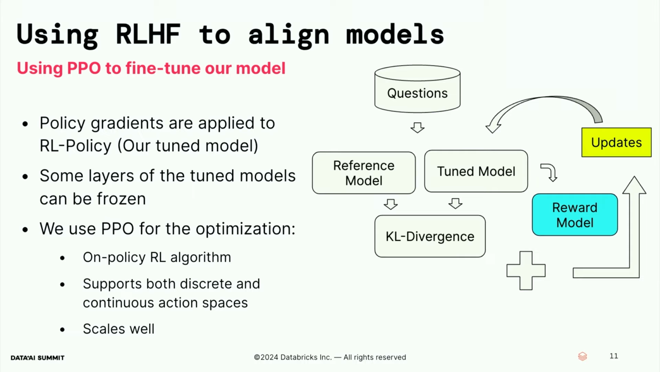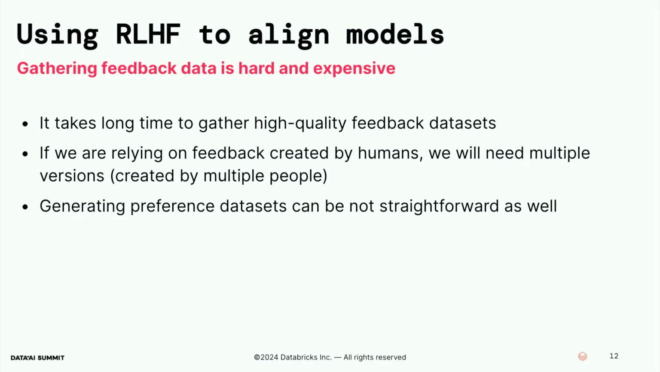Another point: we don't need to update all the layers of our model. We can freeze some of them. In some implementations, we can even do it in a way that the model we are tuning and the reference model share some layers. Why is it important? Because in that way we can save GPU memory, which usually is a big problem. Okay, so now we can do RLHF.